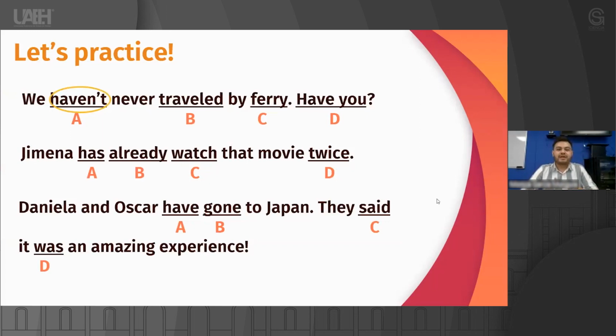One more time, just as a way to sum this up, keep in mind that we do not use double negatives, that the actions should be in the past participle form, and that been and gone are different. Been means that a person went to a place and the person is back. And gone, that the person went to a place, but that person is not back yet.